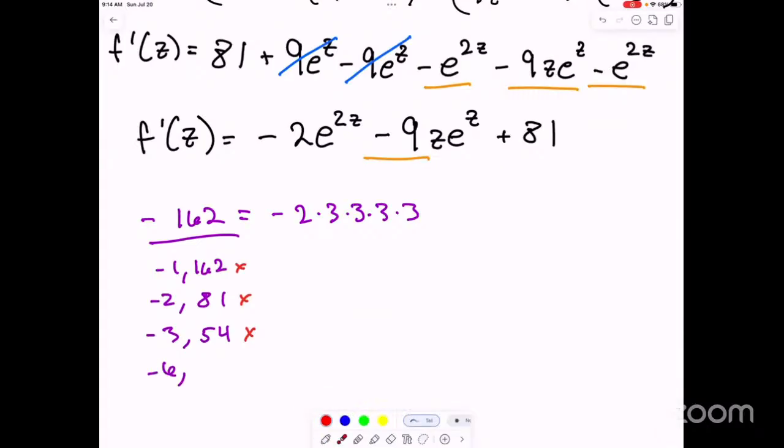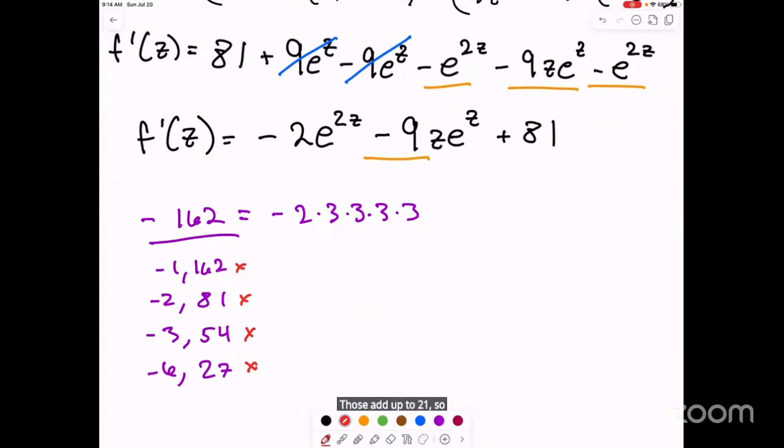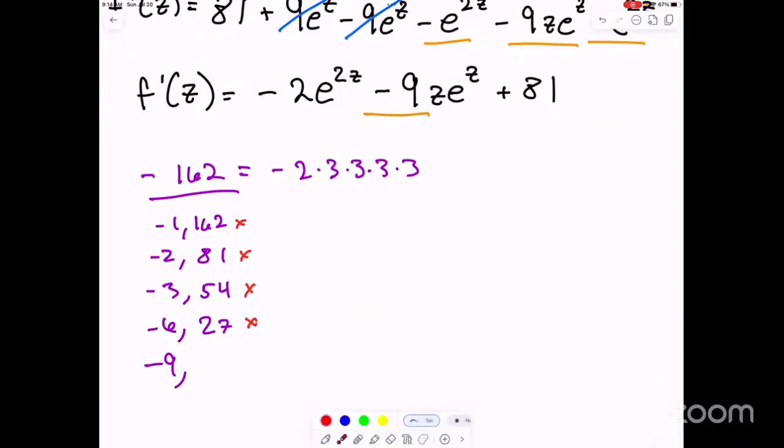So the 6 comes here. If we've used this 6 already, 27 is left over. Those add up to 21, so these aren't the two numbers. There's no 7, there's no 8, there is a 9. All right, we can do a 9 from there. So if we've used this 9, 18 is left over. Uh-oh.